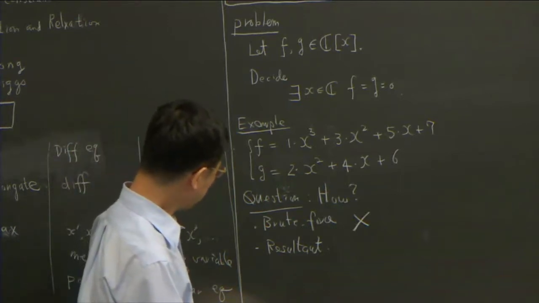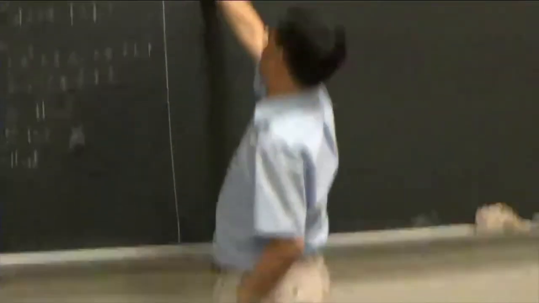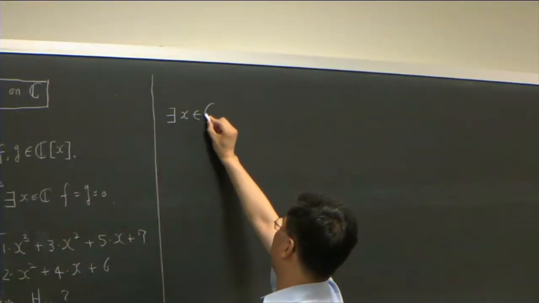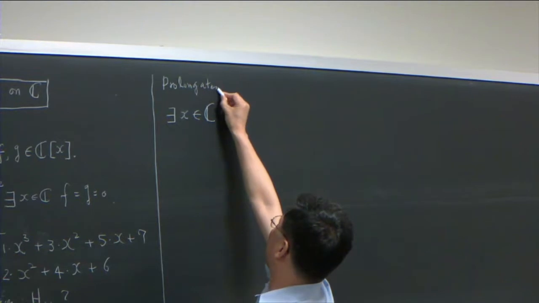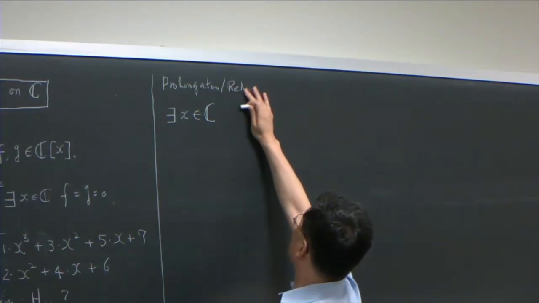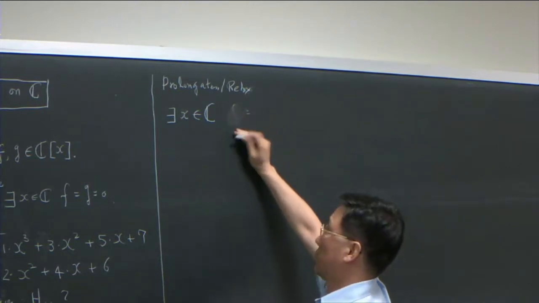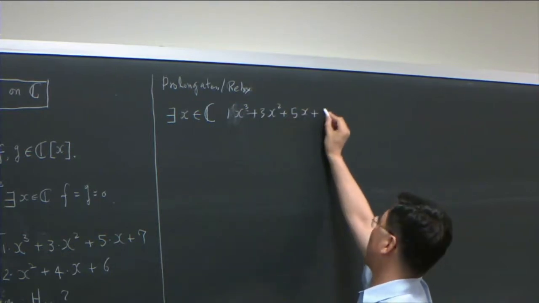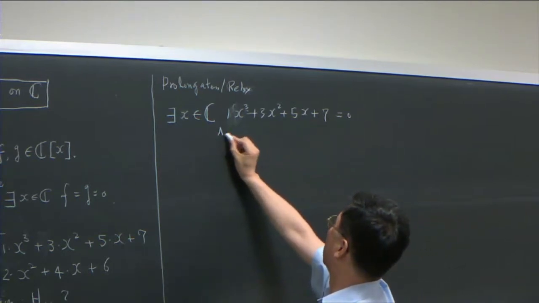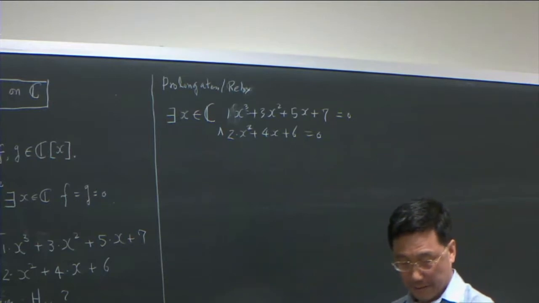Good, let's begin. Resultant theory, how does it go? Let me explain the idea from the prolongation and relaxation concepts. Right now I have a polynomial f equal to 0, which is x cubed plus 5x plus 7 equal to 0, and 2x squared plus 4x plus 6 equal to 0. This is what we want to decide.